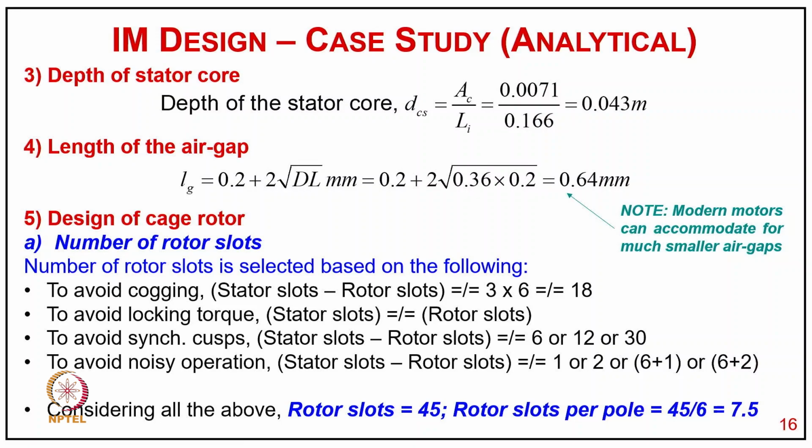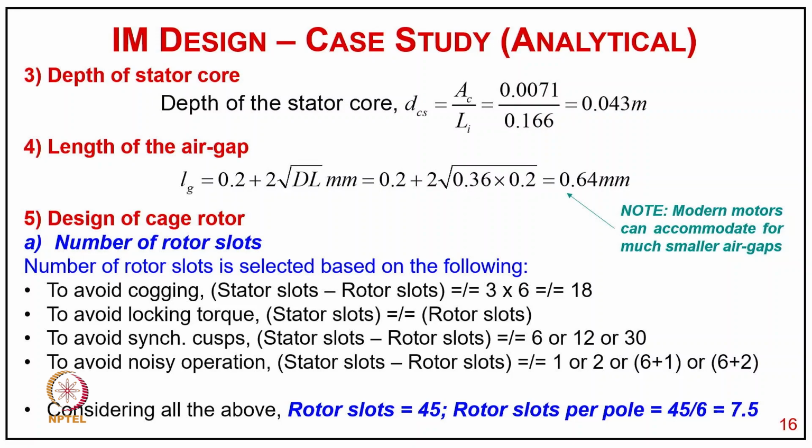Now coming to the design of cage rotor. So the number of rotor slots. The number of rotor slots is selected based on the following criteria. There are many criteria, just to avoid cogging, the difference of stator and rotor slots will not be equal to certain values. So there are restrictions on that. This will not be 0 or this will not be equal to typically the number of pole pairs.